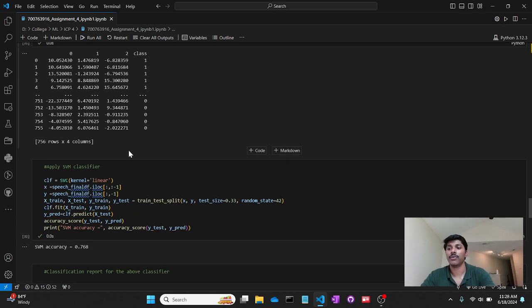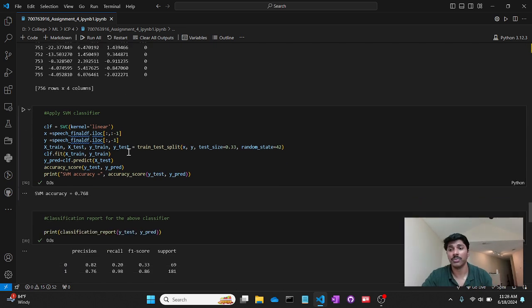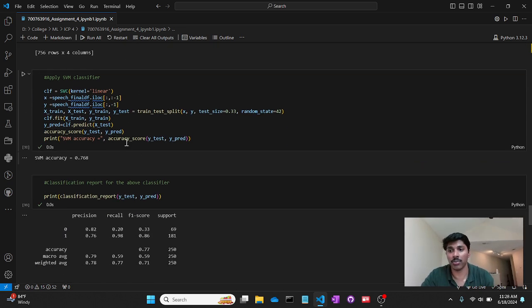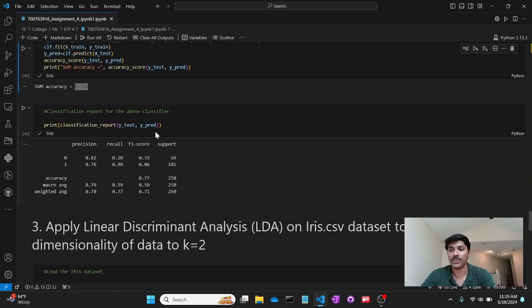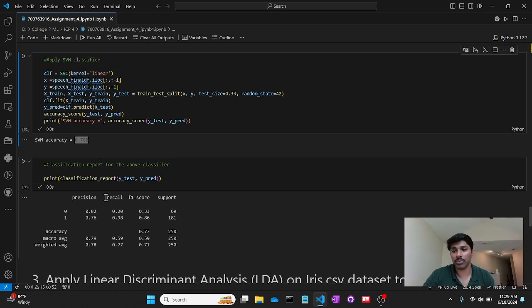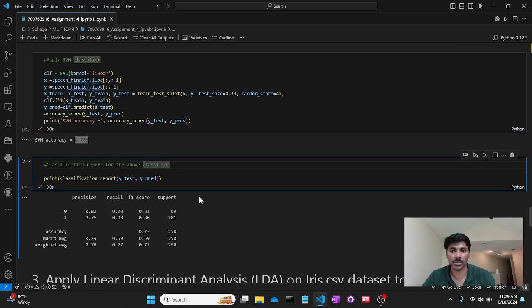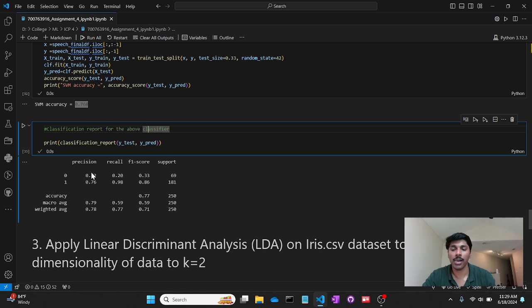And then we apply the SVM classifier in this particular block. The accuracy of the SVM classifier is given here. We use the machine learning model SVM to classify the speech data into different categories, and the output of this model is printed here: precision, recall, F1, and support.